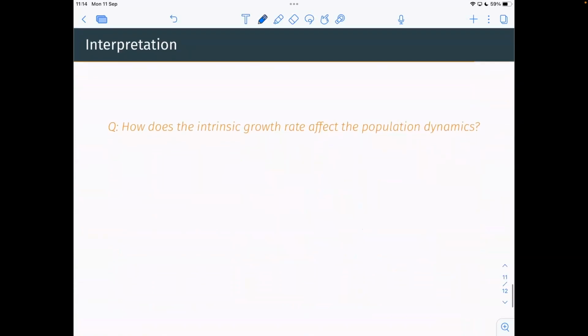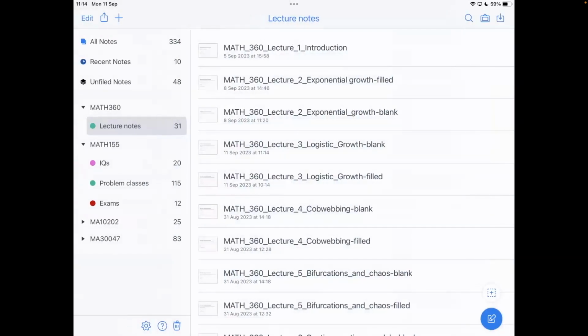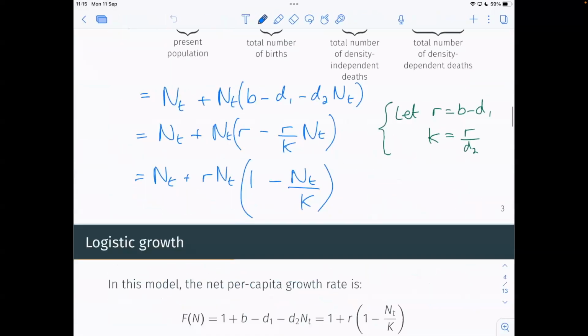Okay, so we've just got a few minutes left. So just think about that interpretation. How does the intrinsic growth rate affect these population dynamics? In fact, rather than writing everything out, I'm just going to throw everything up here.